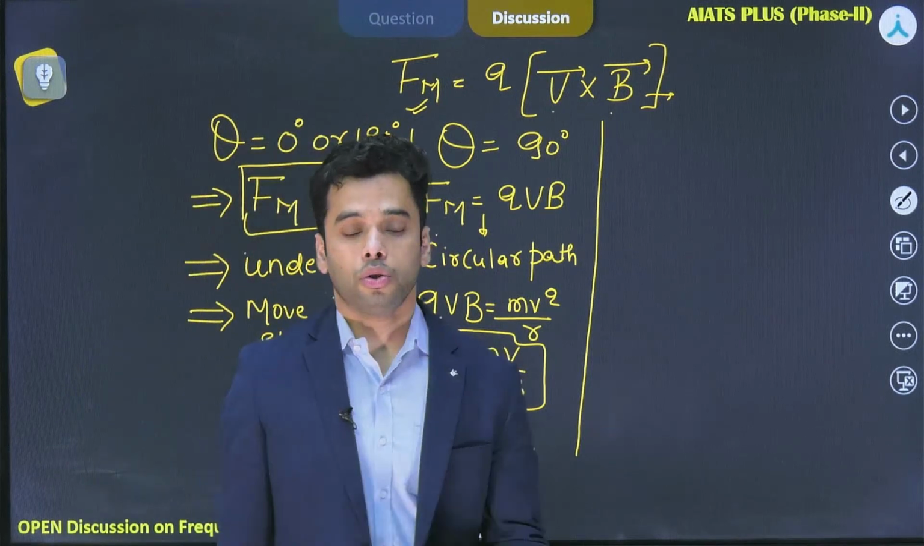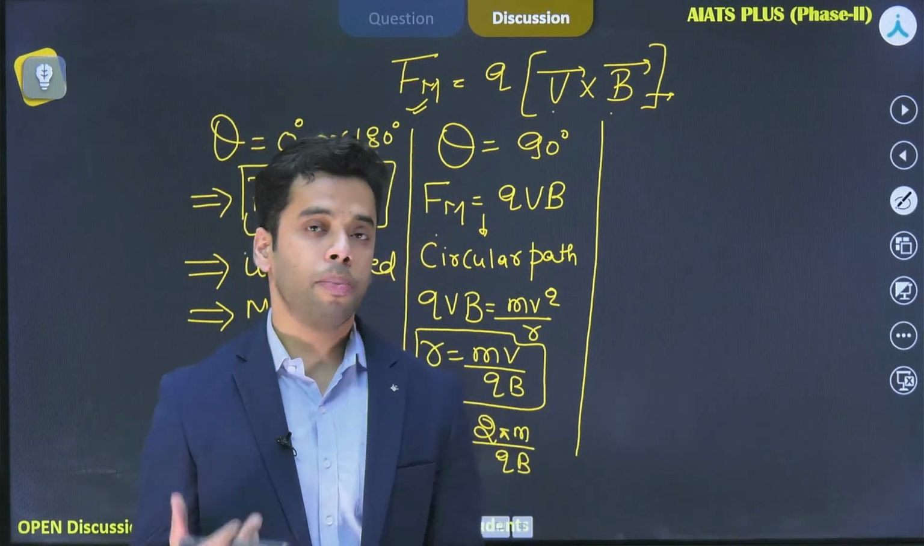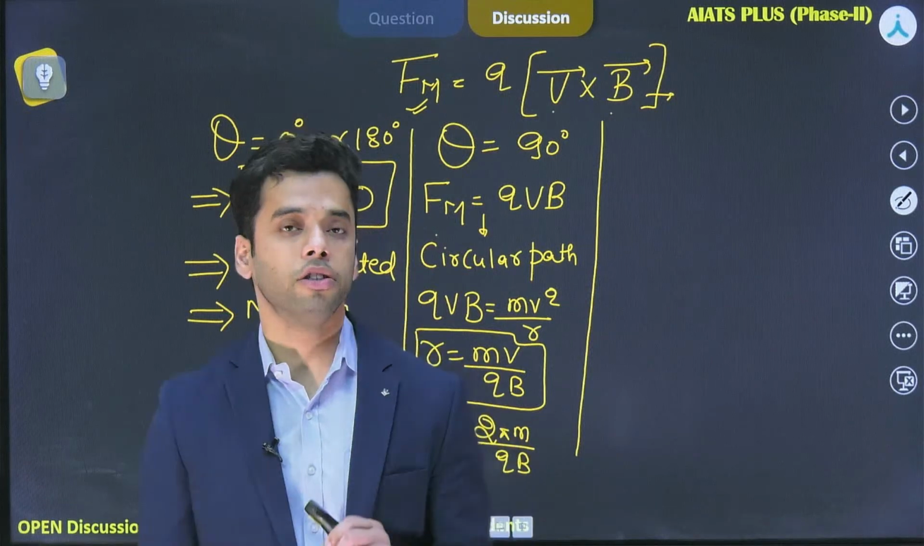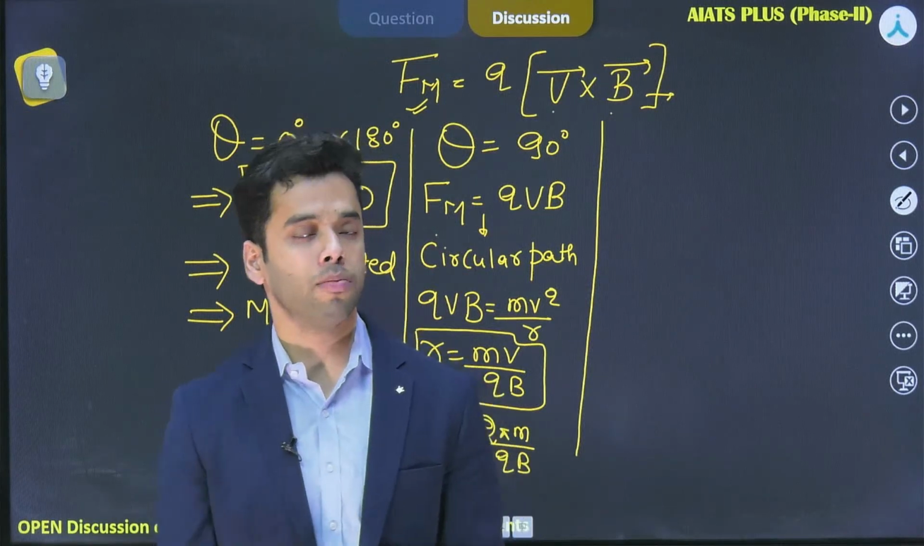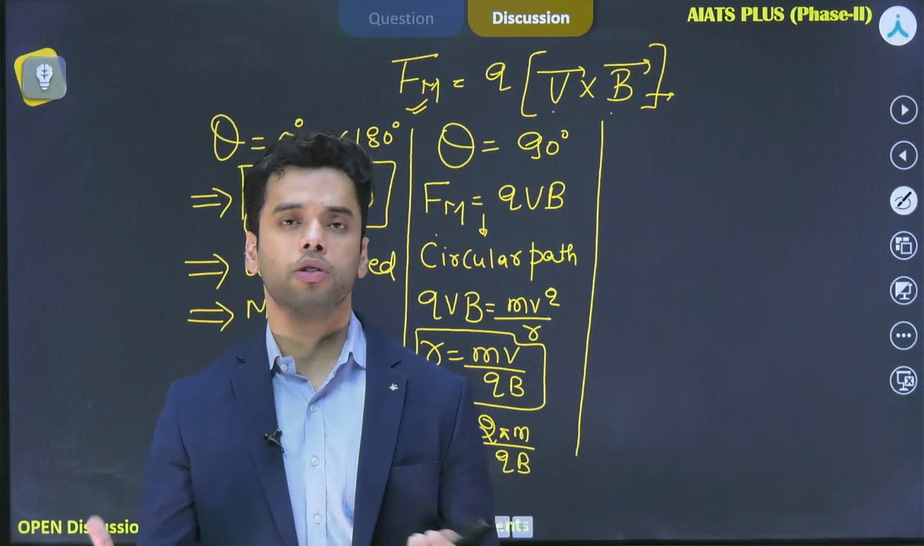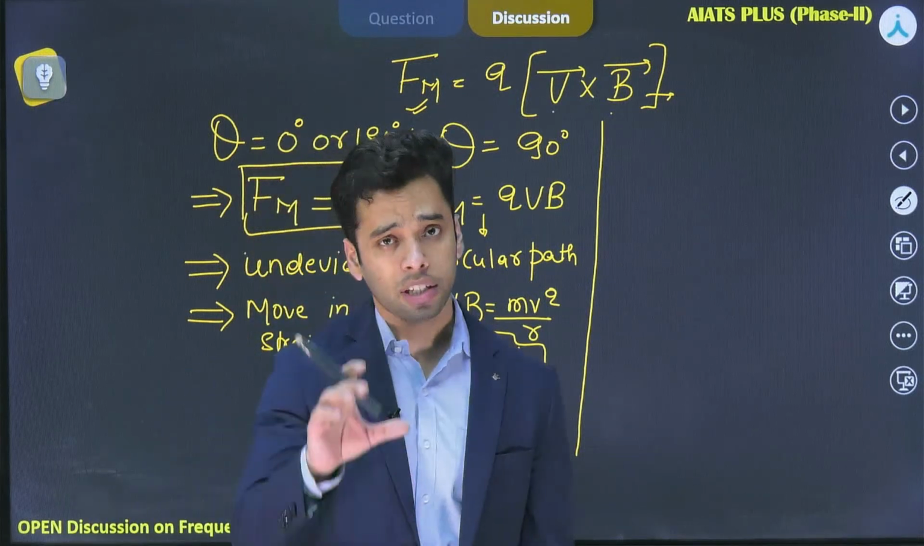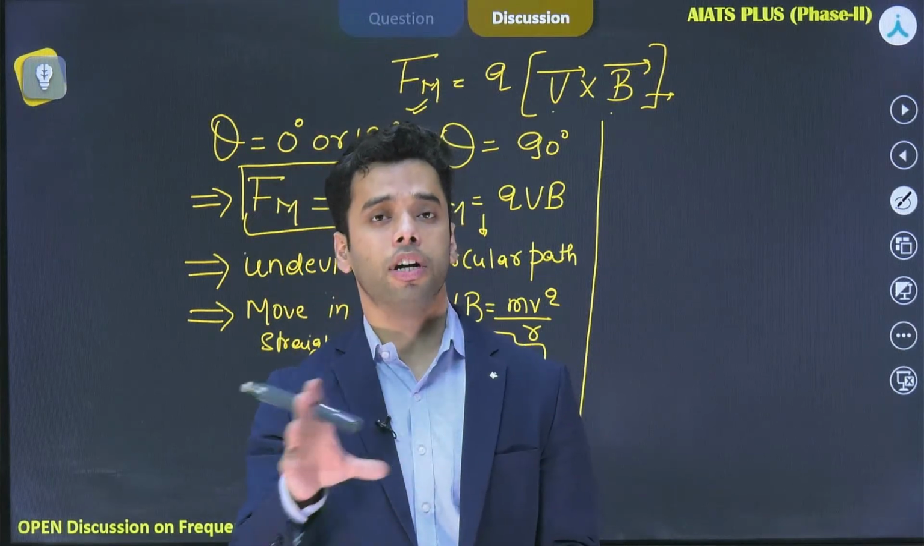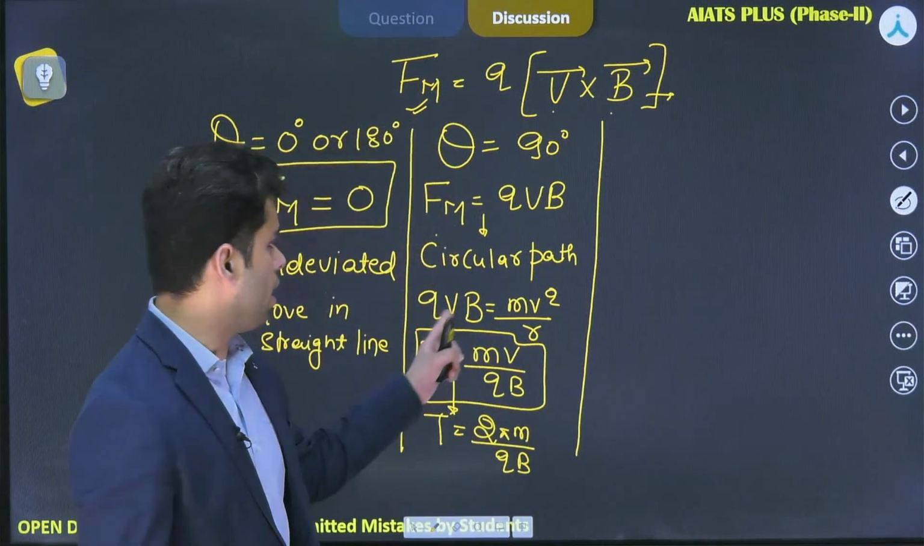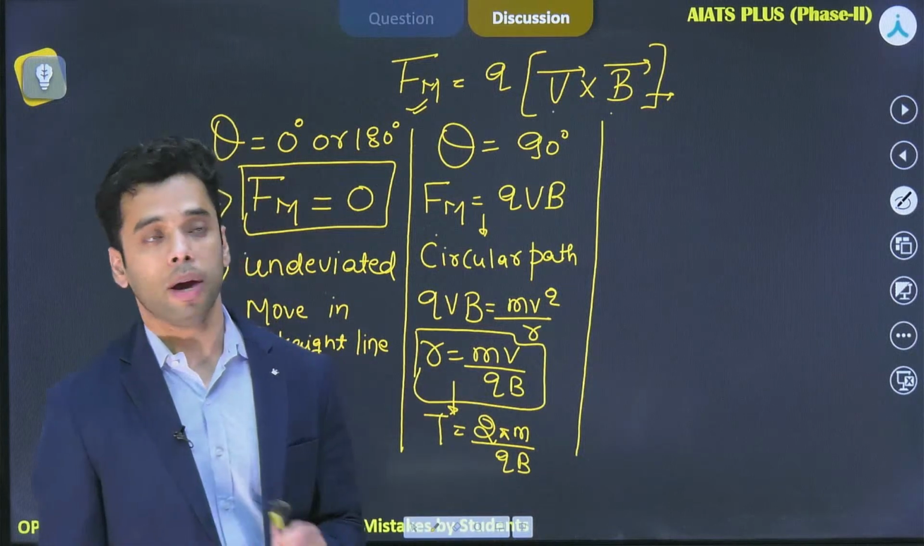Right? So the particle is going on with constant speed, which means that the kinetic energy will remain constant, but the momentum and the velocity are both going to change. It will be similar to the case of uniform circular motion. In uniform circular motion, the speed is constant, but the velocity is continuously changing. So QVB is equal to mv square by r, or r is mv by qB.